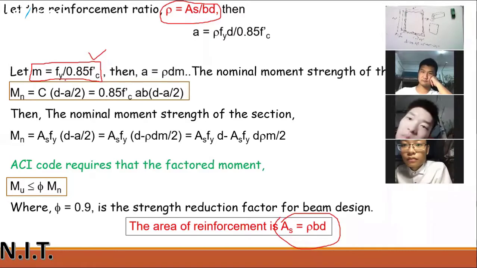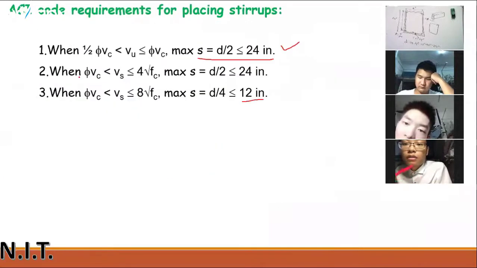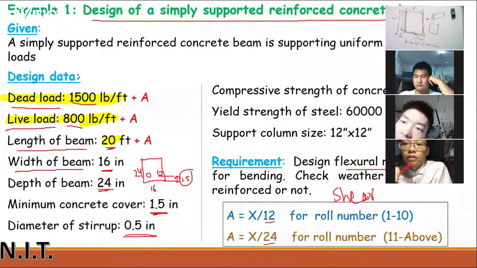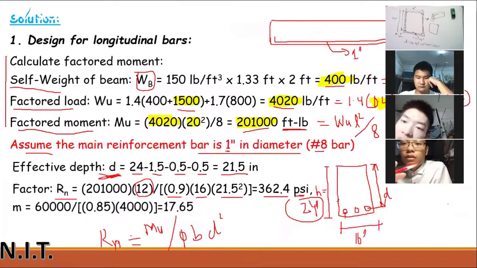M is equal to Fy over 0.85 Fc prime. So I am using the M value. M can be calculated here. M is written here. The M can be calculated by the formula.